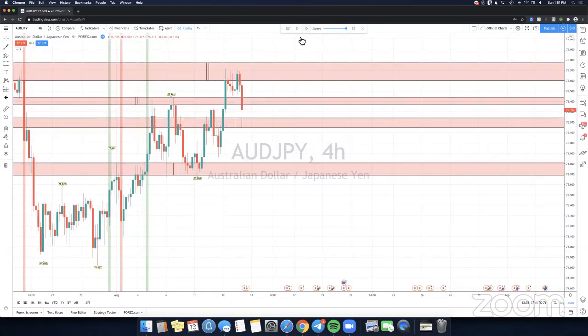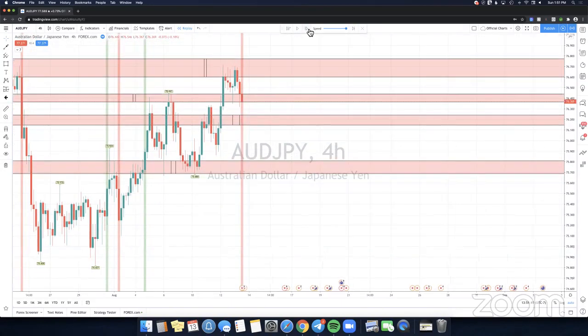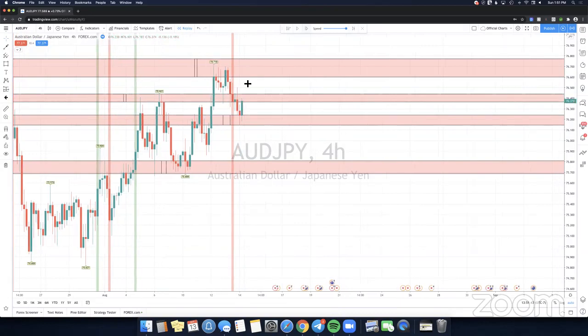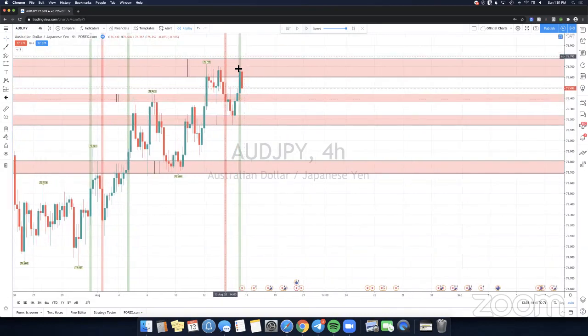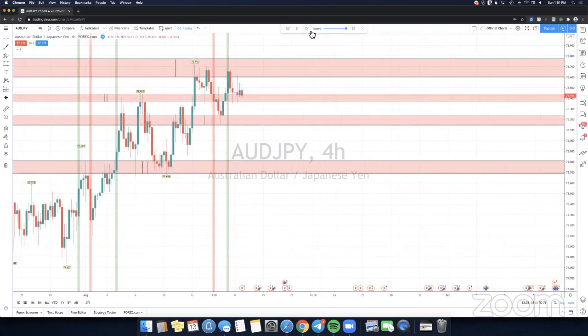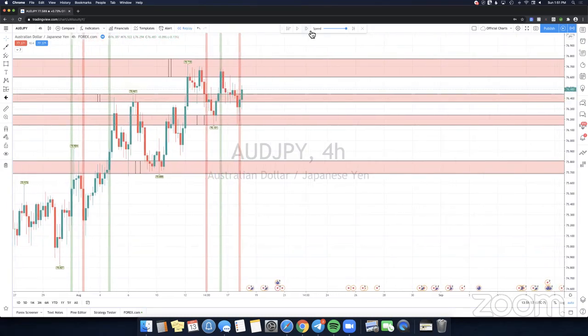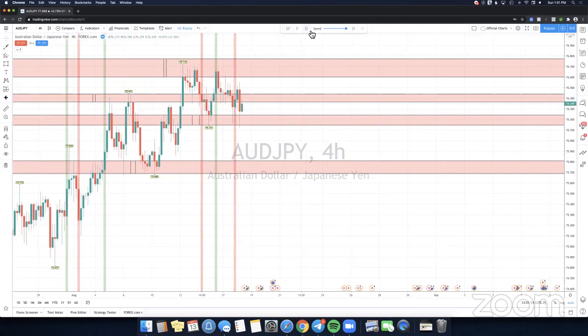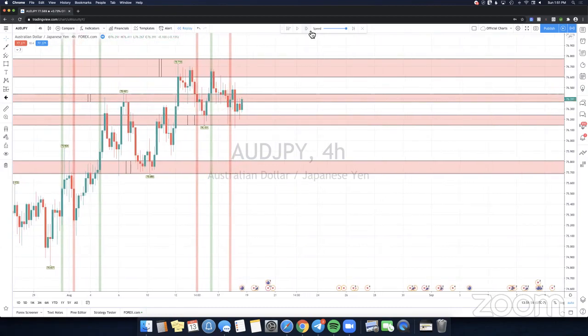So right here, it's in the zone. I wouldn't have taken that. Right here, it's in the zone. I wouldn't take that either because it's probably going to reject off it. I'm trying to find another entry over here that we can probably look at. Let's move forward a little bit.